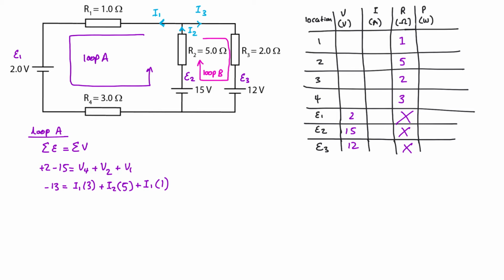I can now simplify this as negative 13 is equal to 3I1 plus 1I1, so they add up to 4I1, plus 5I2. I've now taken care of my loop A. Let's do loop B.